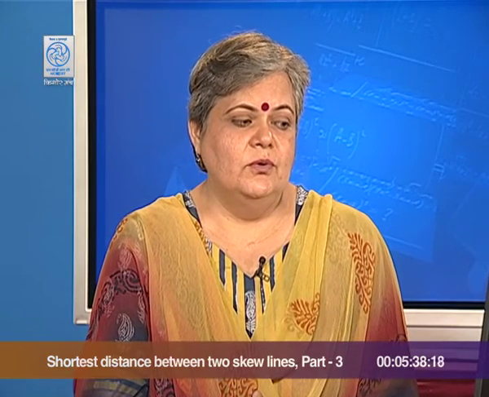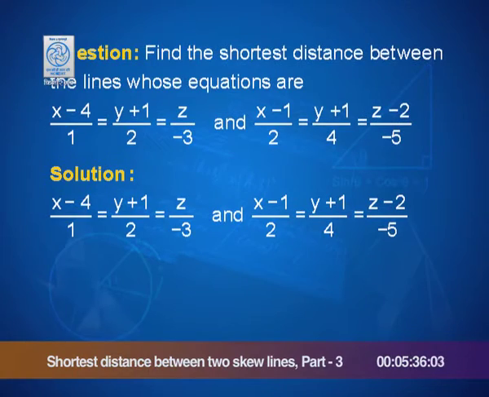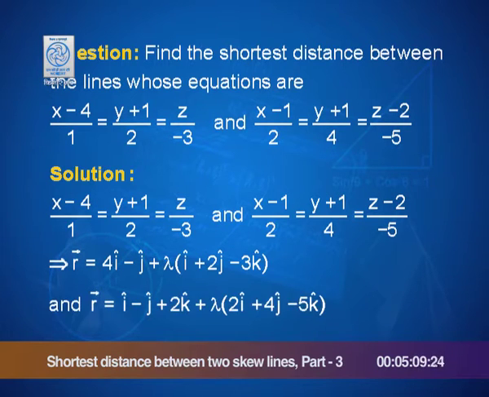So, what you all have to do is translate these equations into the vector form. So, we know the known point on the first line was 4, negative 1, 0, and therefore, our r vector is equal to 4 i cap minus j cap plus lambda times. Direction ratios of the first line are 1, 2 and negative 3. So, it will become i cap plus 2j cap minus 3k cap, and therefore, the same way second equation translates as r vector is equal to i cap minus j cap plus 2k cap plus lambda times 2i cap plus 4j cap minus 5k cap.